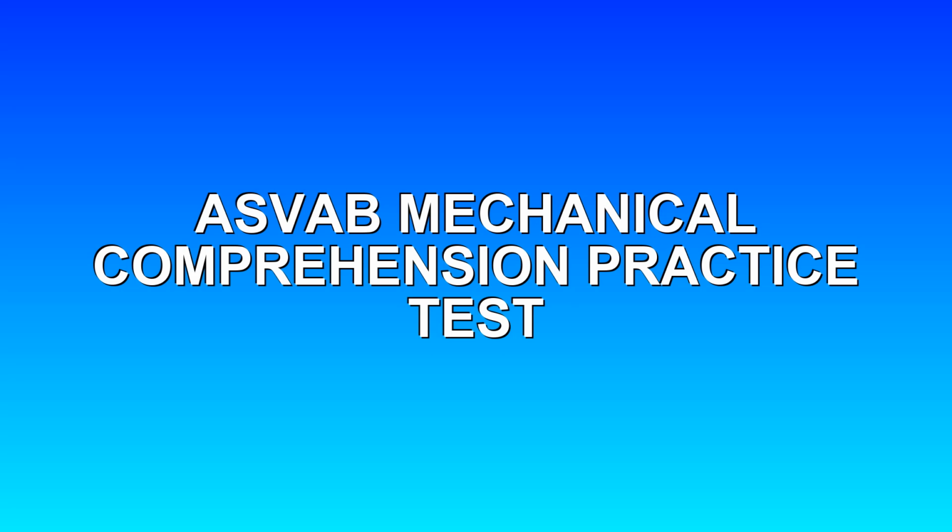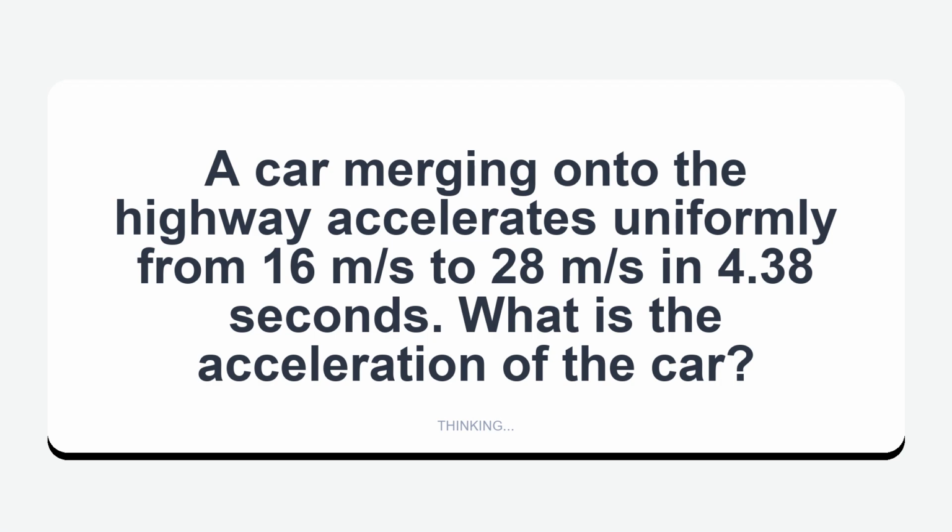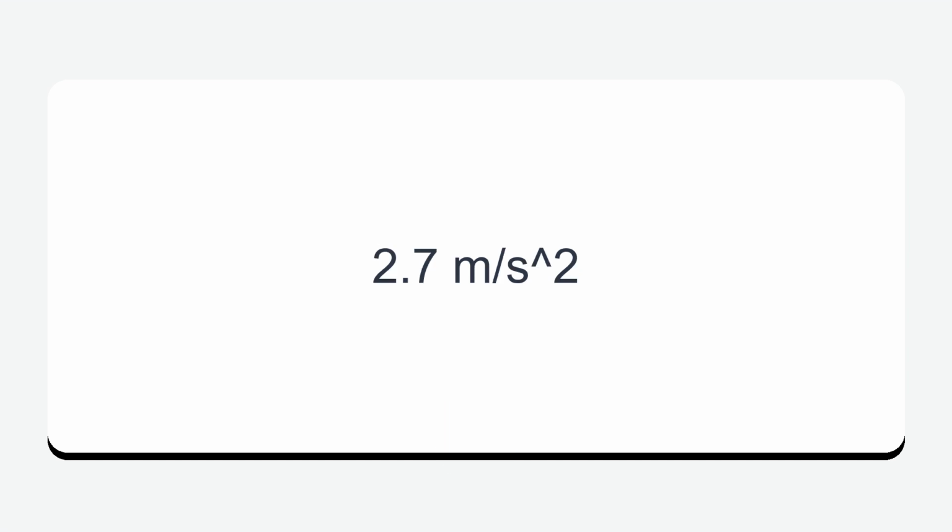ASVAB Mechanical Comprehension Practice Test. A car merging onto the highway accelerates uniformly from 16 m/s to 28 m/s in 4.38 seconds. What is the acceleration of the car? 2.7 m/s².